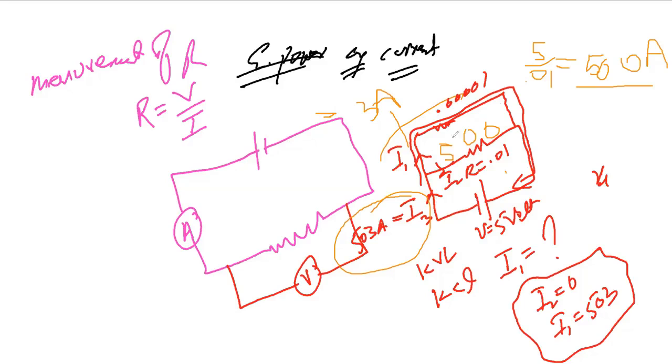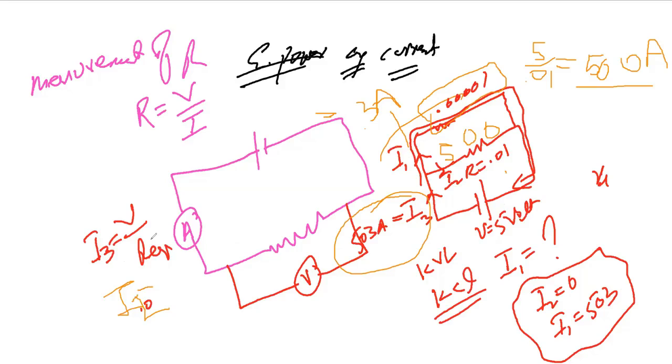But if the resistance is 0.001 here, what is the ratio of current then? You will find the current using KCL. Or if you want to find this I3 current, then you need to find the parallel equivalent resistance of these two resistances, and the voltage will be 5 volt. Then from that you can find I3. I3 will be equal to V divided by R equivalent. Then I2 you can calculate using this method. That will be 500 ampere.